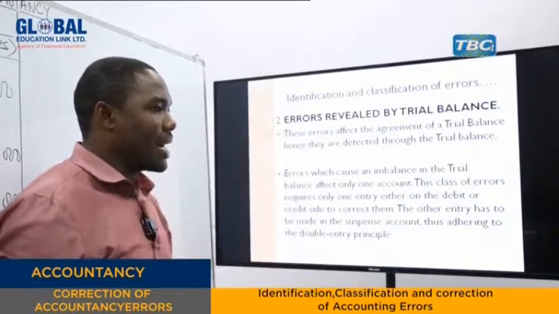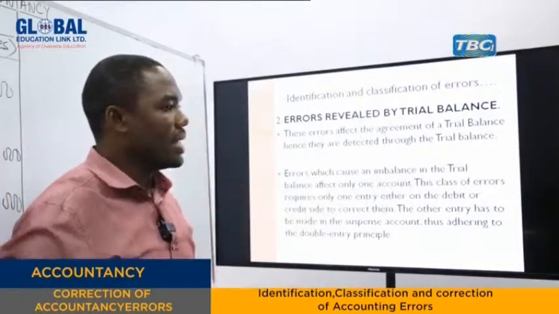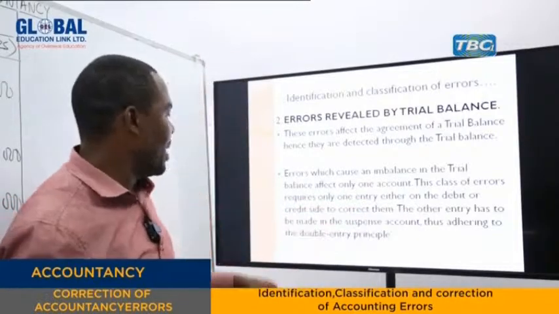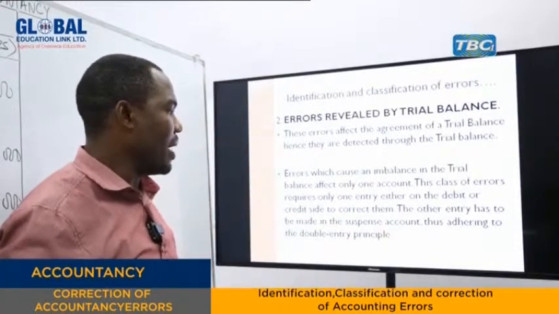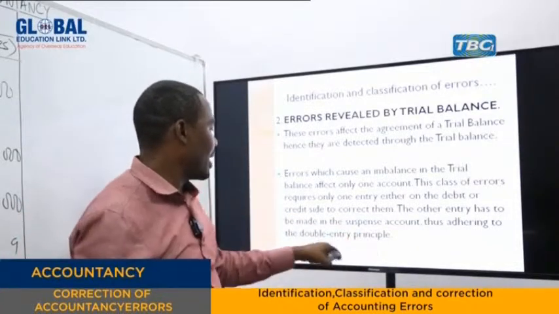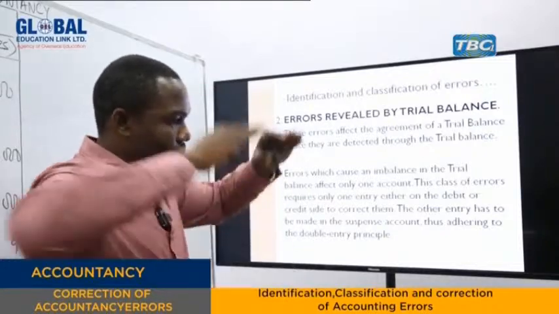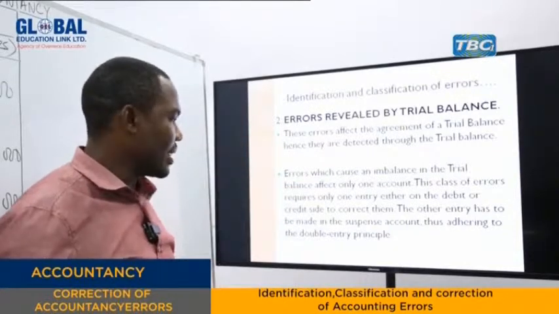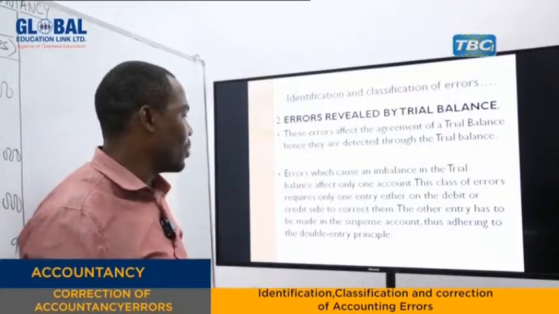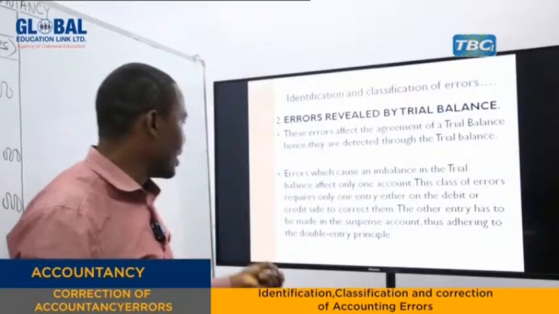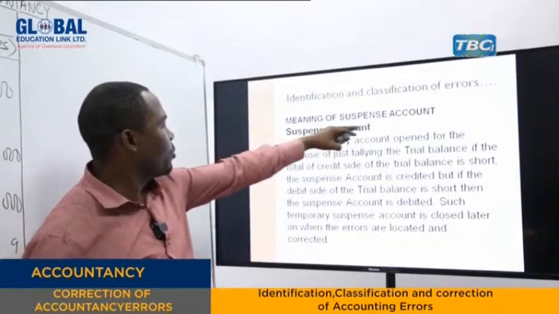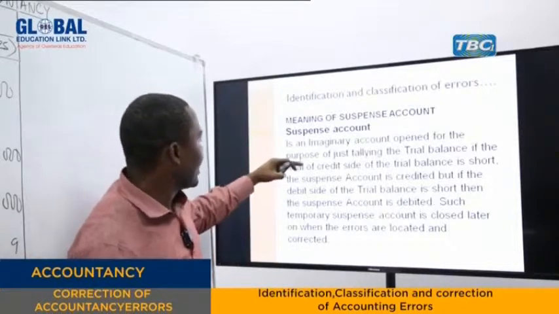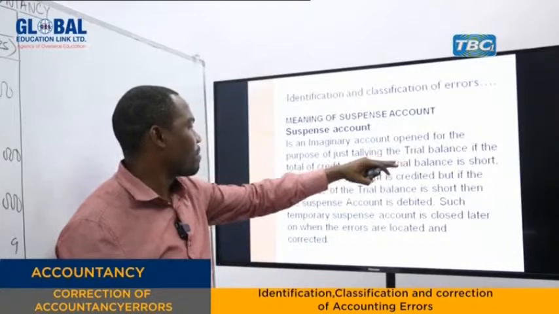So they affect the trial balance, and they will affect only one account. In the other account, they will be entered correctly. So the other entry will be made to a suspense account to adhere to the double entry principles. Because if you make an error of this type, your trial balance will not balance. And automatically that difference in the trial balance will be taken to a suspense account, which we see here now. This suspense account is an imaginary or temporary account, normally opened just for tallying the trial balance totals.